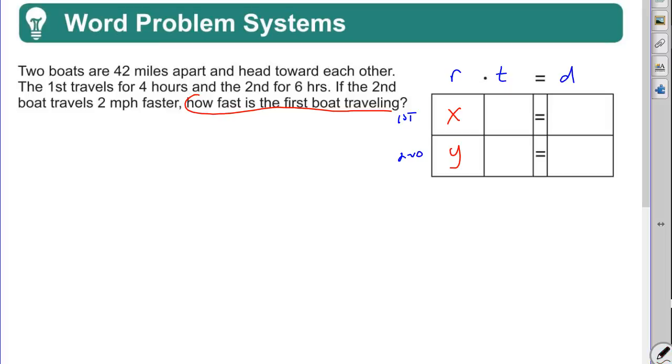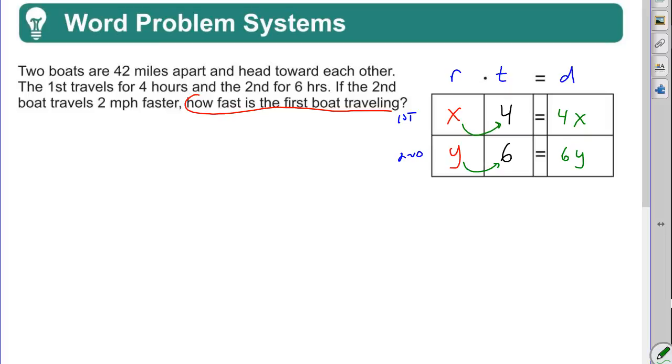Now I'm going to look to fill in the other 4 squares. I look back to the problem. I read the second line. The first travels for 4 hours. Time of the first boat, 4. Second for 6, time of the second boat 6. Now, why did I put that plus sign there? Because I want to multiply the rate times the time to get the distance. Okay, great. I'm in good shape now.